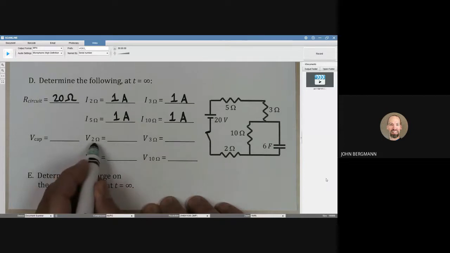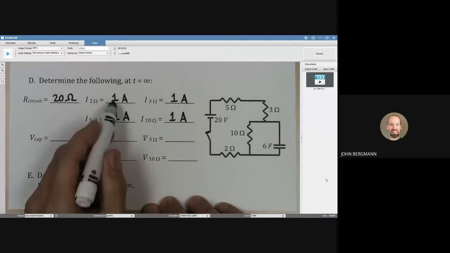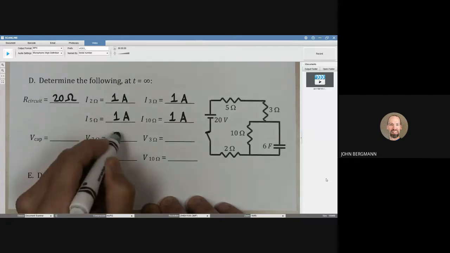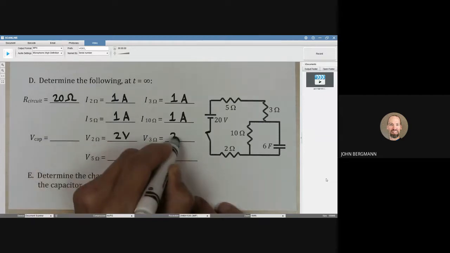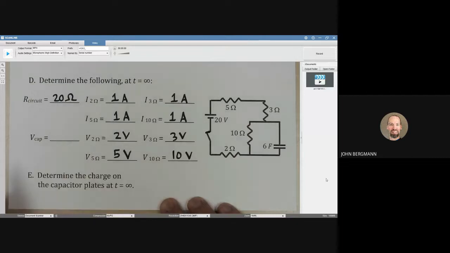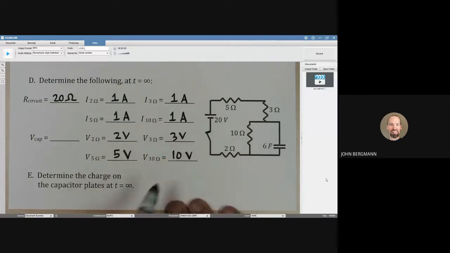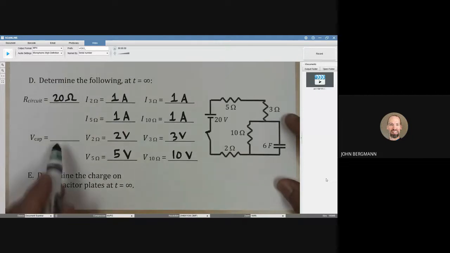The voltage across the 2 ohm resistor, remember, voltage is I times R. So if the I is 1 and R is 2, that means that the voltage is 2. This one's going to be 3 volts. This one's going to be 10 volts. This one's going to be 5 volts. And look at that. There's your 20 volts of pressure drop as you go all the way around the circuit. The battery's a 20 volt battery, and you have a total of 20 volts that get dropped as you go all the way around. Now, what's the voltage across the capacitor?